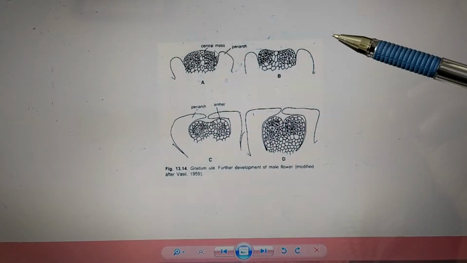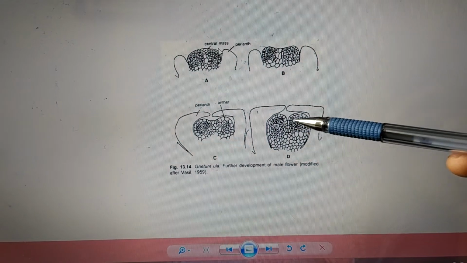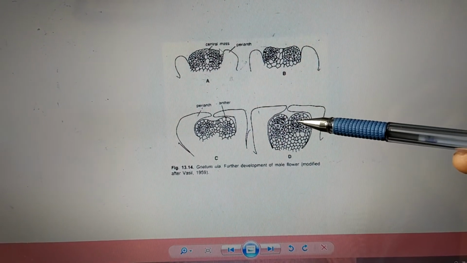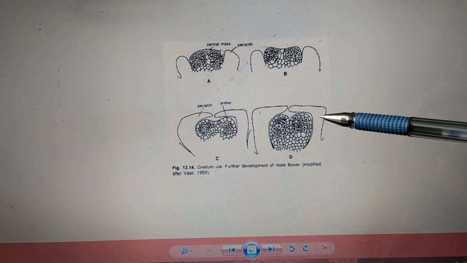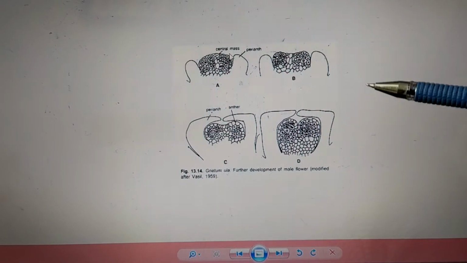The parietal cell divides and redivides, leading to formation of epidermis, middle layer and tapetum, which is nutritive in nature. Whereas the lower cell, that is the sporogenous cell, will form the spore mother cells, which undergo meiotic division, leading to formation of microspores, which are usually haploid in nature.